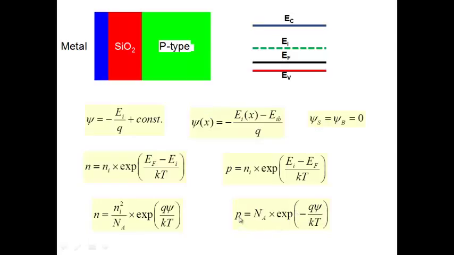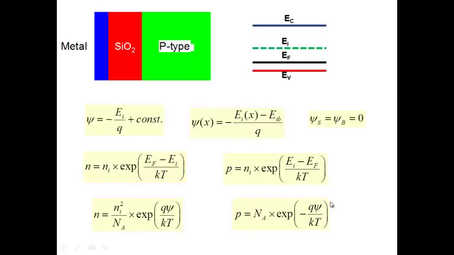So note that P is now 10 times Na, which means psi will become negative. Psi will become negative, which means now bands are going to bend up. Bands are going to bend up. By how much will they bend up?